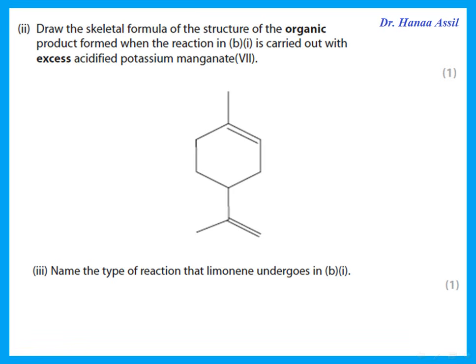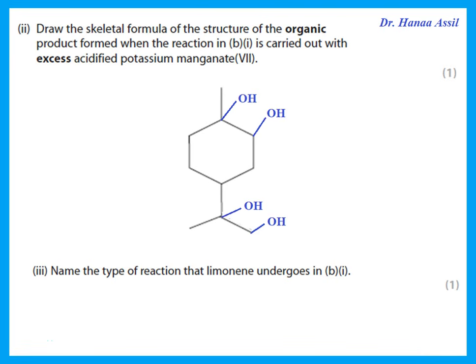Draw the skeletal formula of the structure of the organic product formed when this reaction is carried out with excess acidified potassium manganate. So I have this molecule. Remember, this molecule has two double bonds. Now he's reacting it with potassium manganate. What happens if I react an alkene with potassium manganate? For each alkene, I have a diol. So we have a diol forming for each alkene.